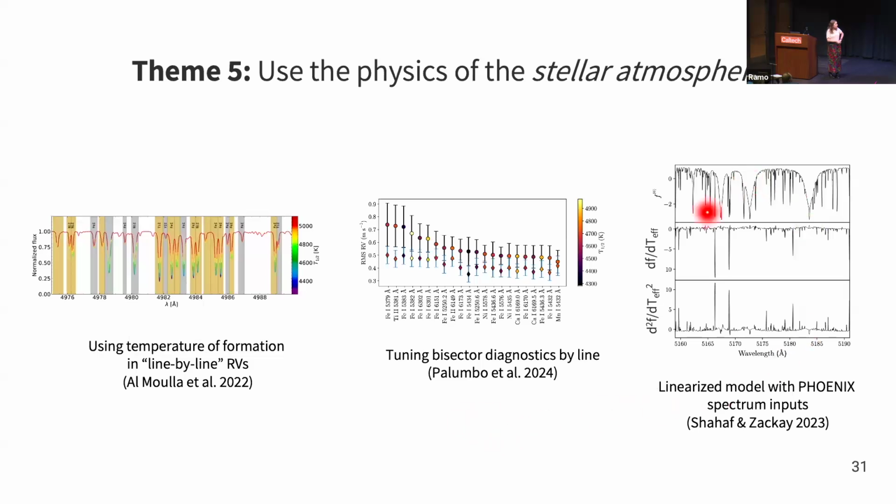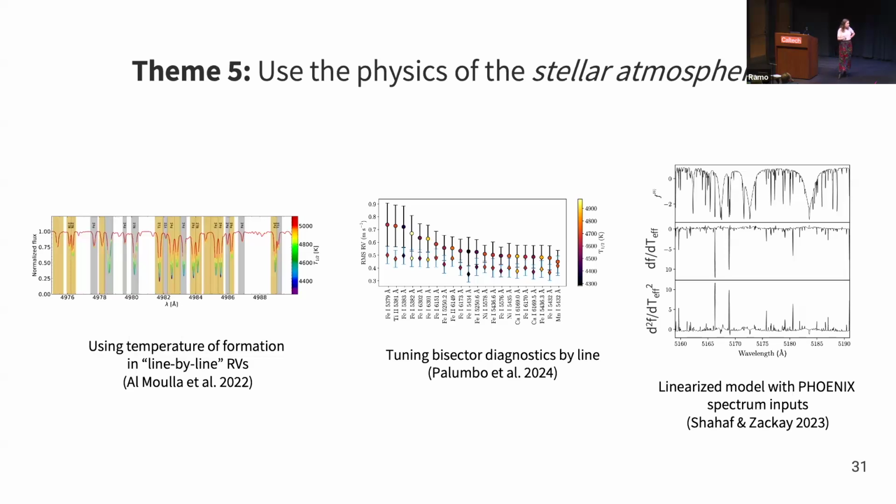And finally, I thought a really clever thing was Shahaf and Zaki's recent work with a linearized model, where essentially they're fitting the spectrum as a combination of a few different basis vectors, eigenvectors, whatever you want to call it, where the eigenvectors are set by the spectrum from a Phoenix model and the derivatives of that spectrum with respect to the effective temperature. I think this is really clever because essentially when we're looking at certain surface features, we are looking at a localized change in the temperature of the star.